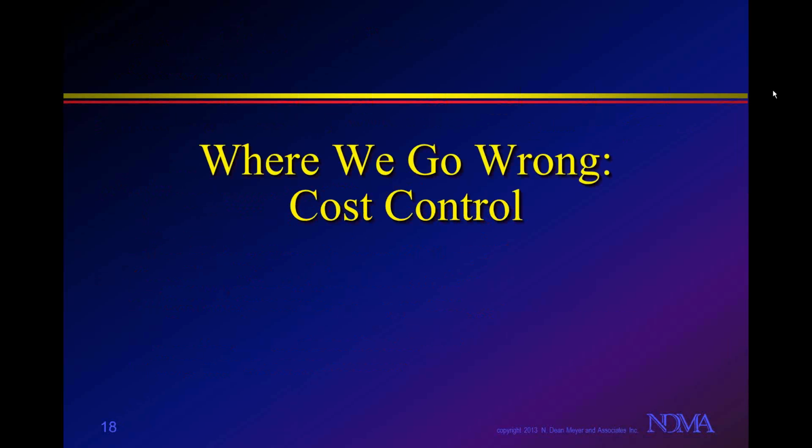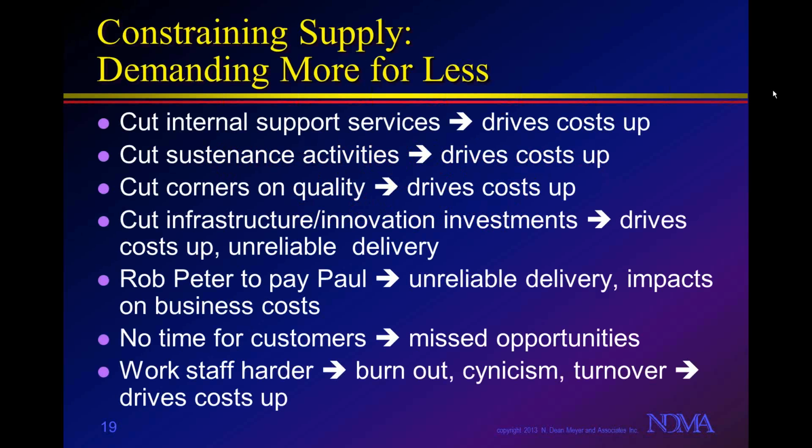One more set of symptoms we might look at, and that is cost control. So obviously, we need to control spending, and the traditional approach is to control supply, to put the squeeze on IT to cut IT costs, to squeeze our budget as if that's going to reduce IT spending. So we cut the size of the IT function, cut our budget, what do we do? We start cutting internal support services that make the rest of IT more productive. That drives costs up, not down. We cut critical sustenance activities like infrastructure refresh and training. Drives costs up, not down.